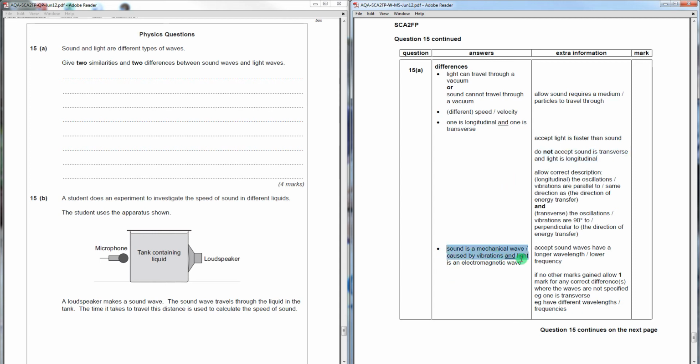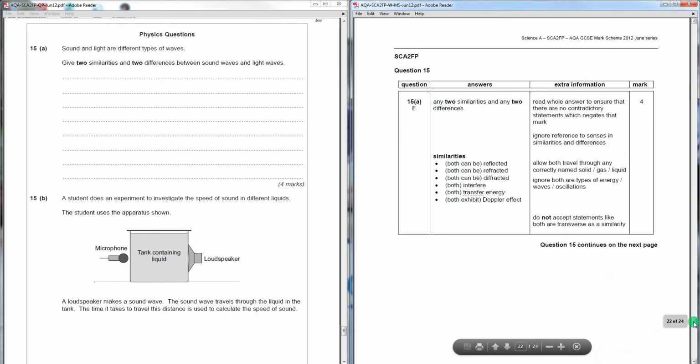You are also allowed what type of wave it is. Sound is a mechanical wave because there's actual physical substance moving, and in light, there is no physical substance vibrating. It's an electromagnetic vibration that's happening. That one again is probably way down the list of sensible ones. The two most obvious ones are at the top here. Light can travel through a vacuum, sound can't, and they have vastly different speeds or velocities.